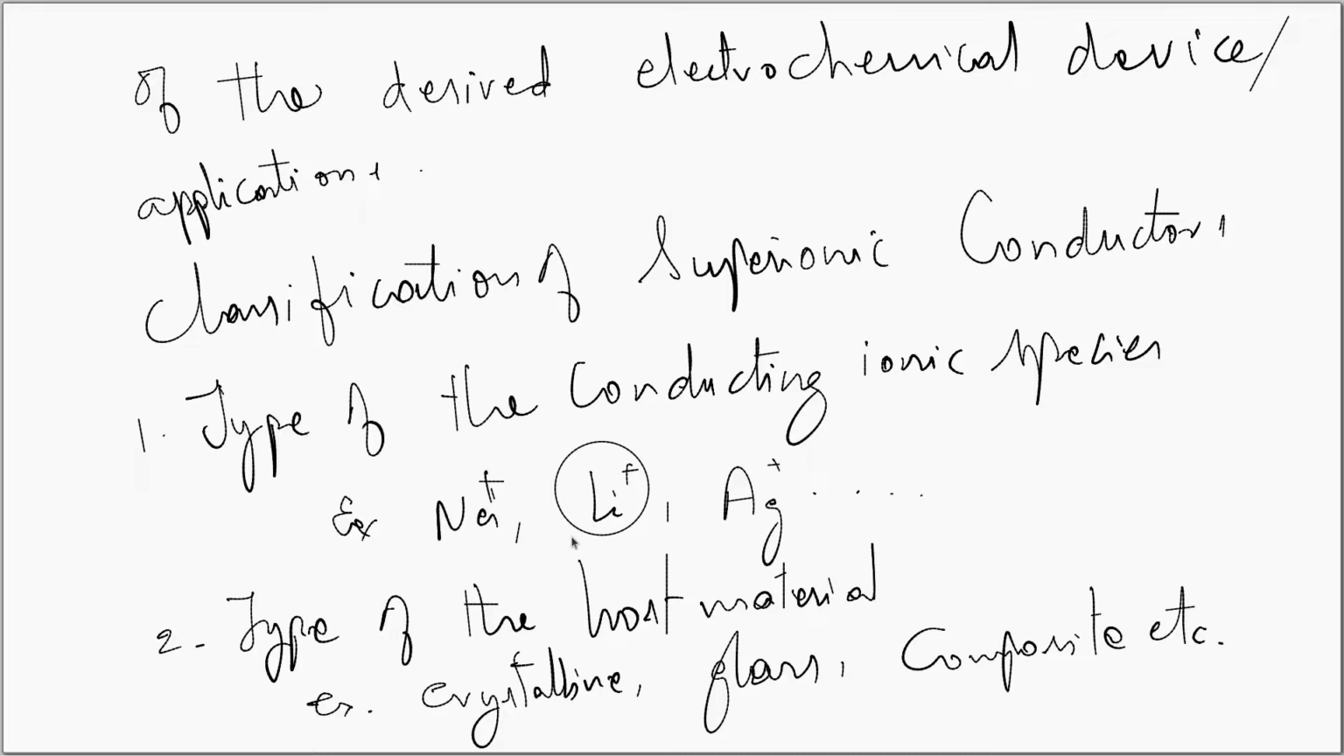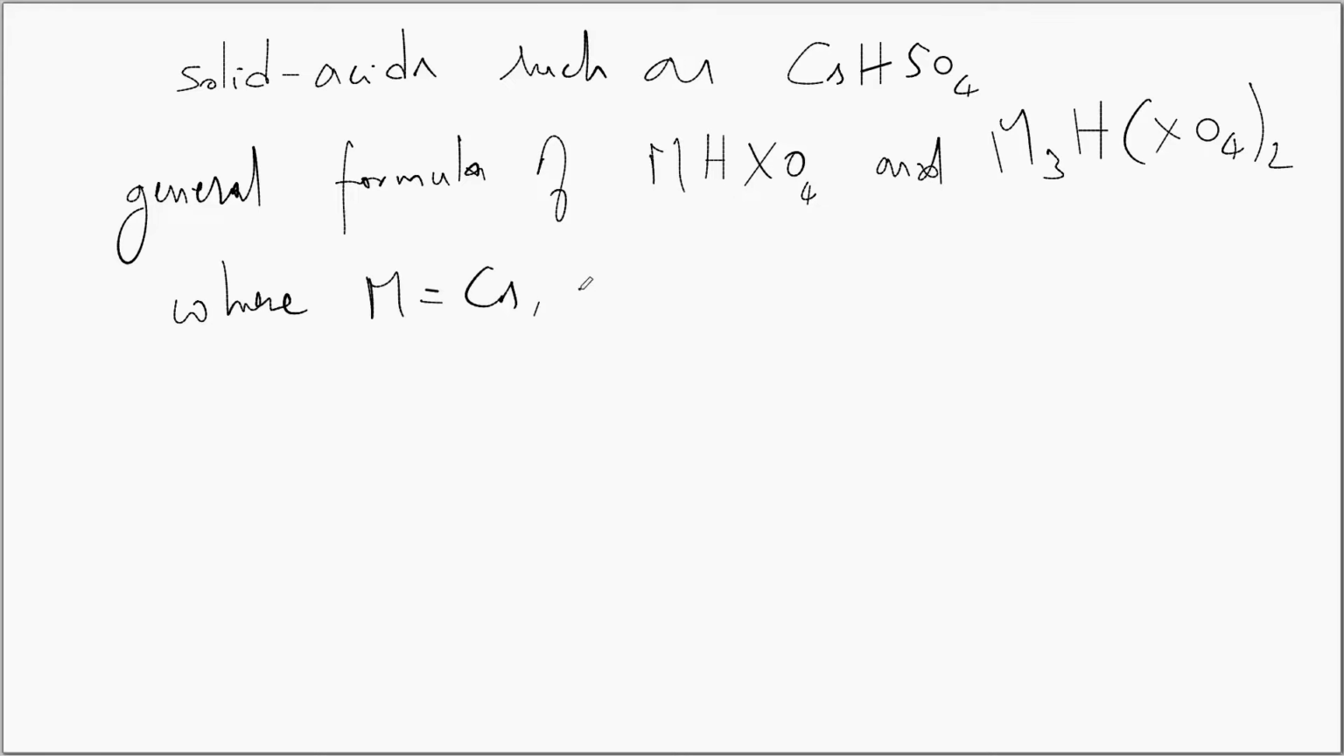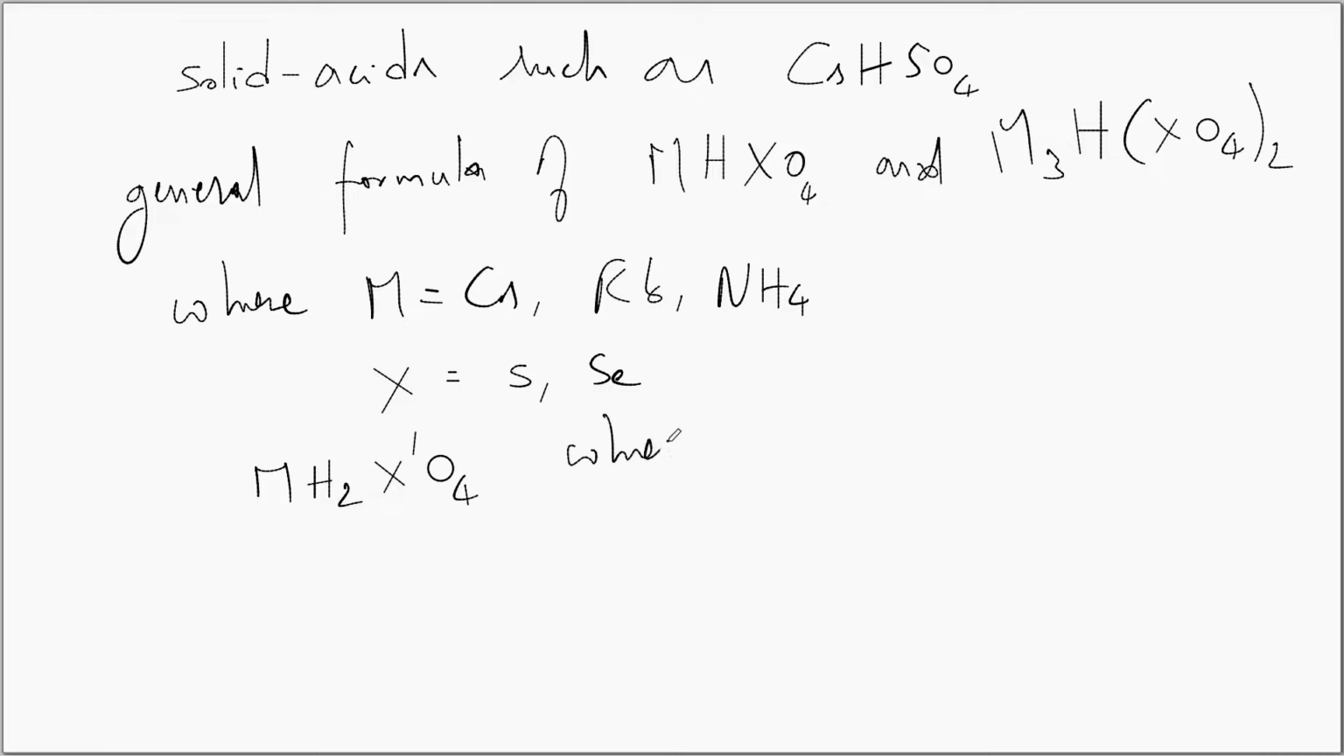And these materials are generally the so-called solid acids, such as cesium bisulfate, with the general formula of MHXO4 and M3H(XO4)2, where M stands for cesium, rubidium, and ammonium, and X stands for sulfur, selenium. And we also have MH2X'O4, where X prime is phosphorus or arsenic.